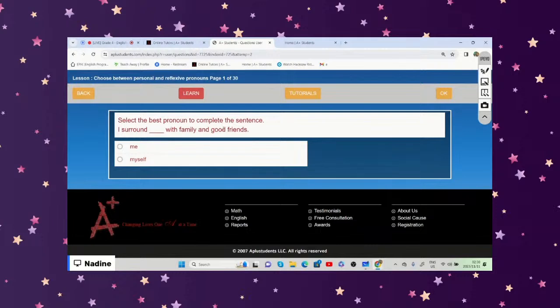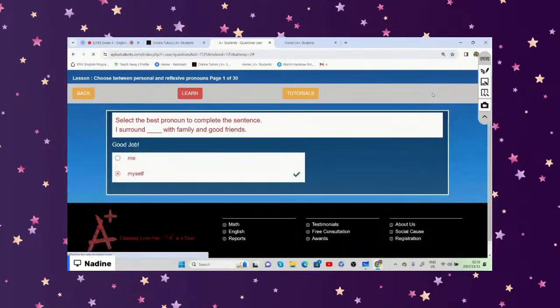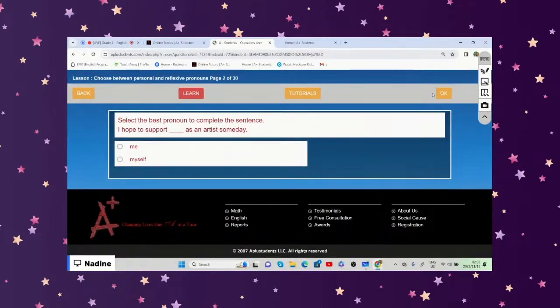All right, so if you are referring to yourself, because this says I surround with family and good friends, which means that you're doing it for yourself, then we can say I surround myself with family and good friends. So it's myself, right? So myself is the answer.